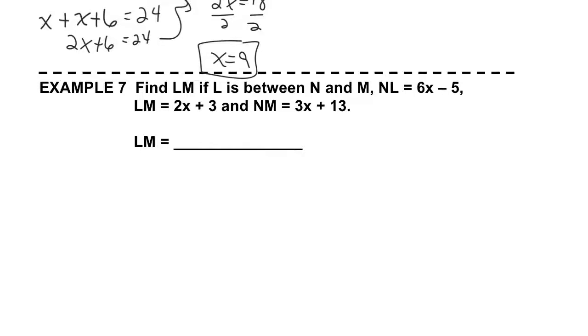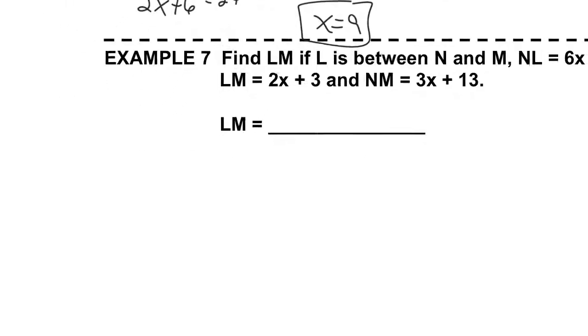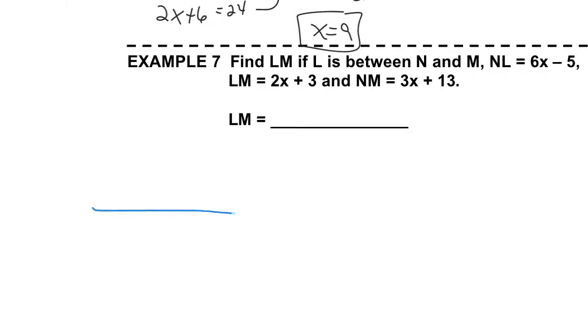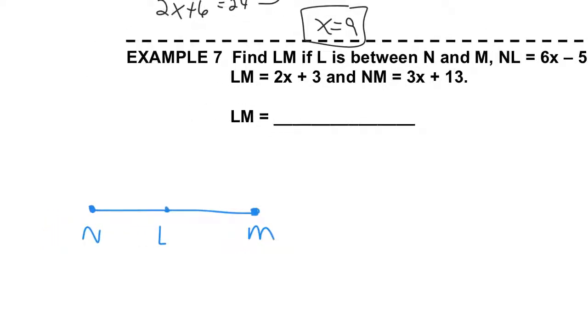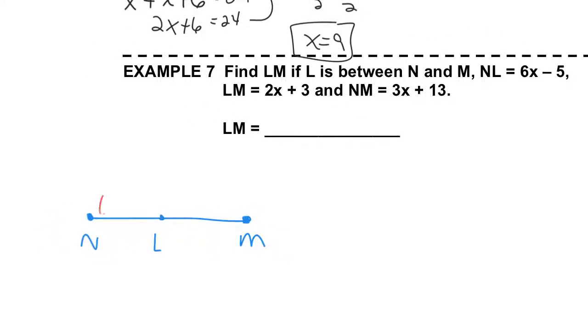The last one, same sort of thing. It's a little bit trickier. This is the one that my kids had the worst time with last year. It says find LM if L is between N and M. So I've got M there, N, and then L is in the middle. It says from N to L, it's 6x minus 5. It says from L to M, it's 2x plus 3.